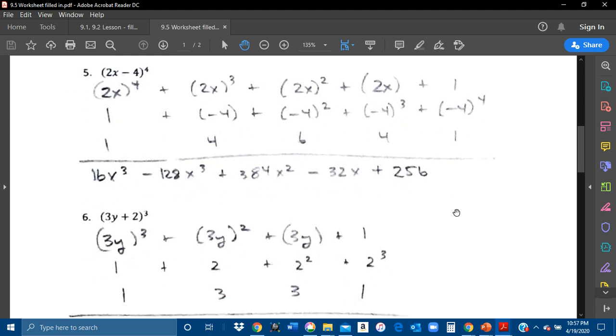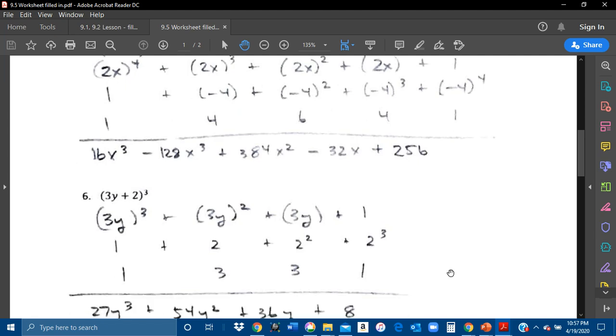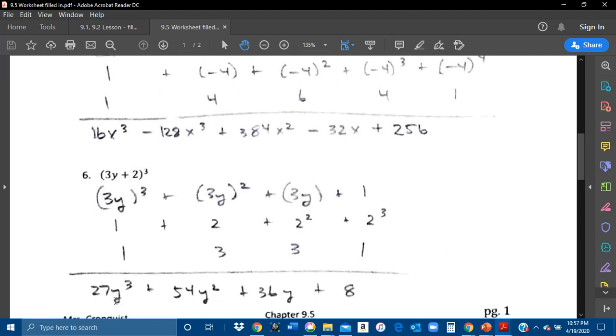All right, let's look at number 6 here. This is a little tricky because we've got a 3y plus 2. So I'm really substituting 3y for x, and I'm substituting 2 for y. So I've got 3y cubed, 3y squared, 3y, and 1. My 2's go in ascending order, so 2 to the 0th is 1, plus 2 to the first, plus 2 squared, plus 2 to the third. My Pascal's numbers for row 3 are 1, 3, 3, 1. So multiplying these all together, I get 27y cubed plus 54y squared plus 36y plus 8.